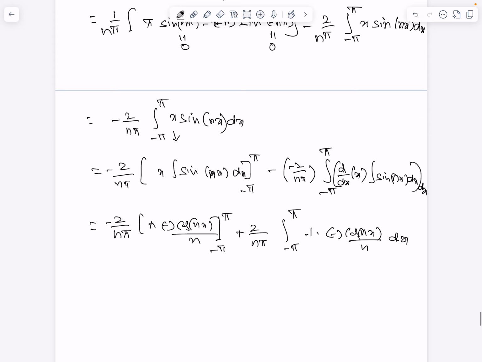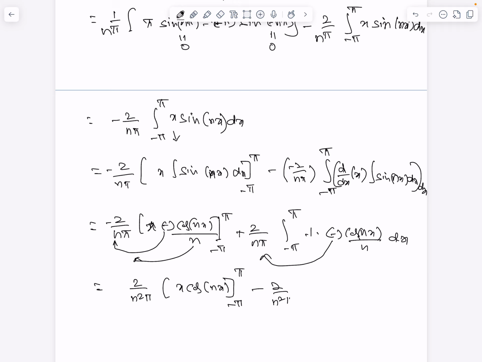Now, this is equal to, again if you try to substitute the lower and upper limits, I am taking this minus outside first and this n is also outside, that is 2 by n square pi and then x cos nx from minus pi to pi. So, this is minus 2 by n square pi times the integration from minus pi to pi of cos nx dx.